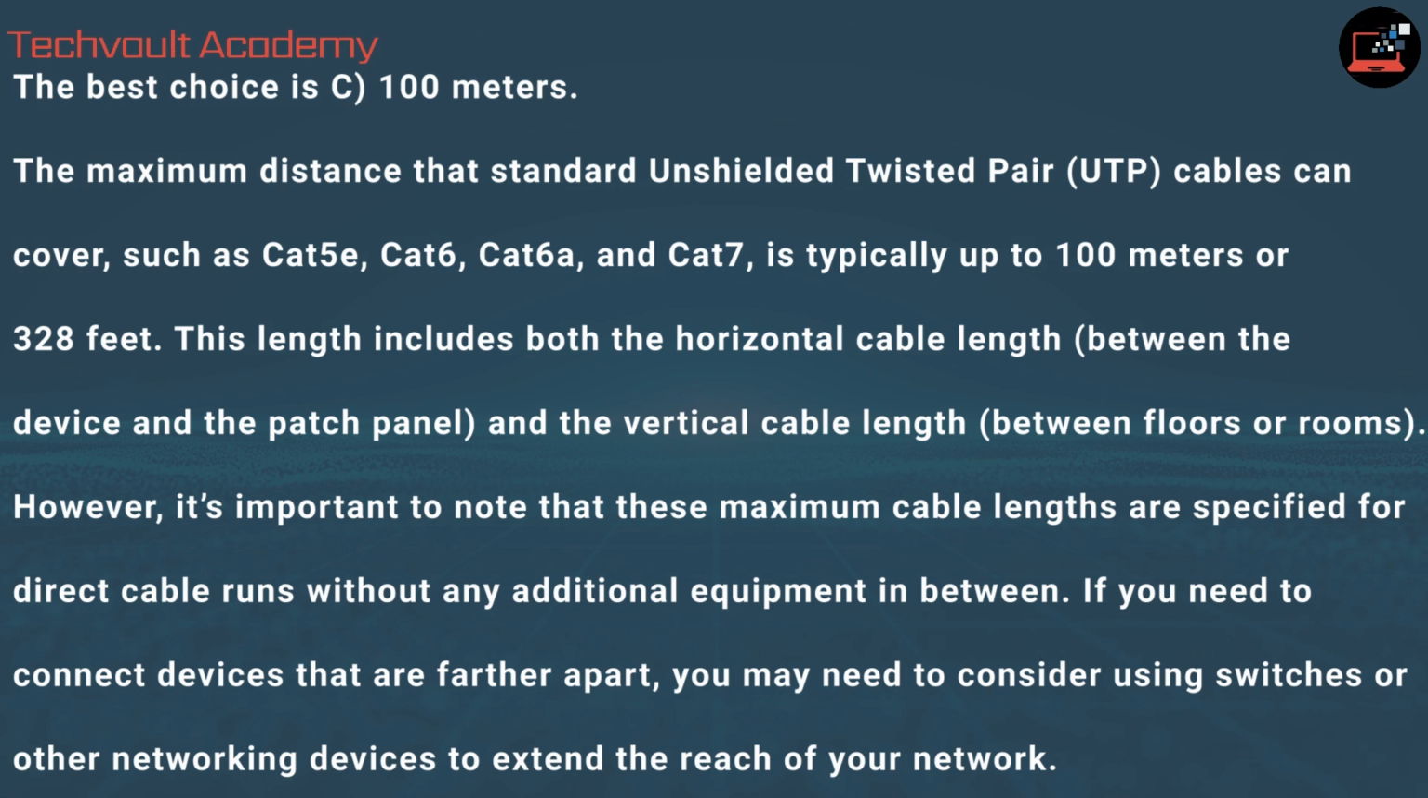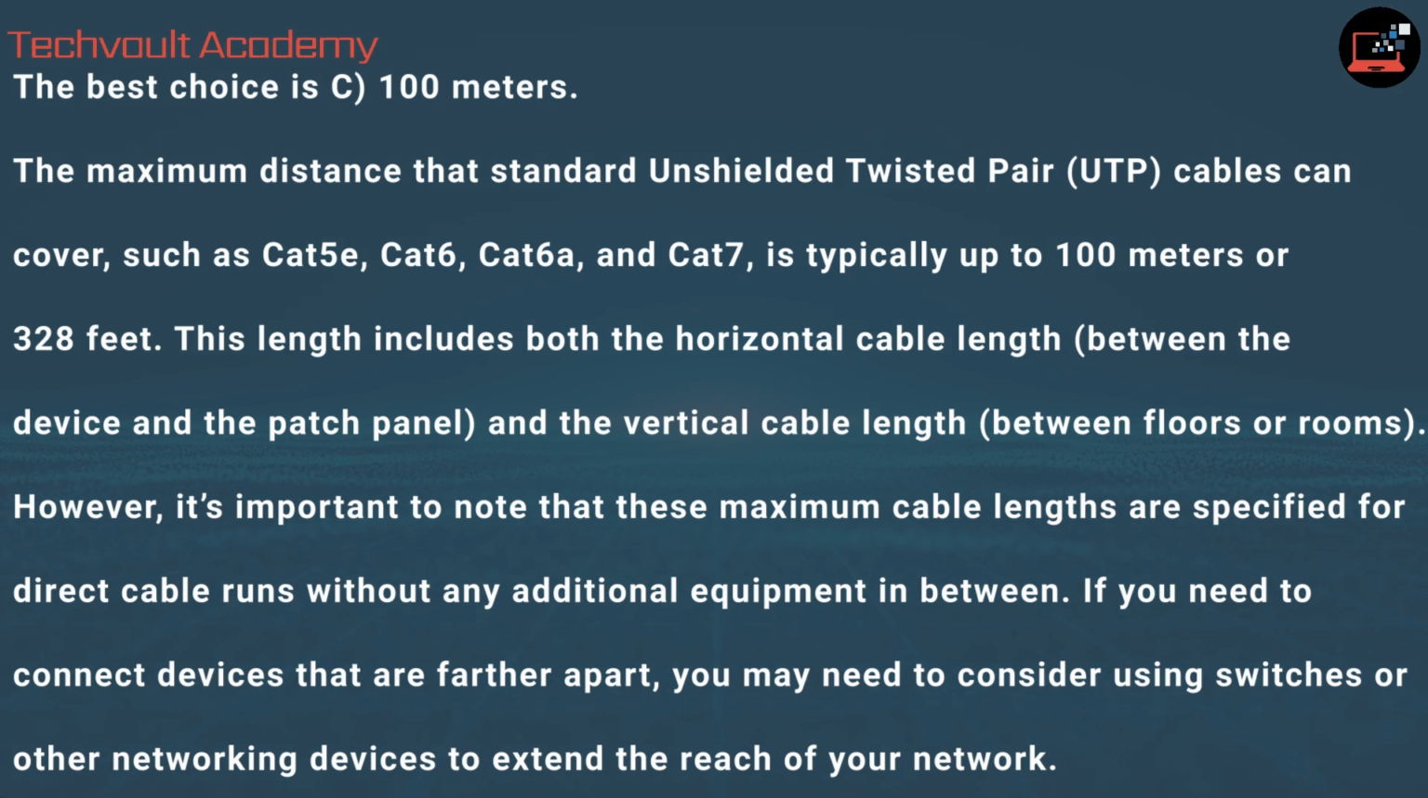The best choice is C. 100 meters. The maximum distance that standard unshielded twisted pair UTP cables can cover, such as Cat5e, Cat6, Cat6a, and Cat7, is typically up to 100 meters or 328 feet.